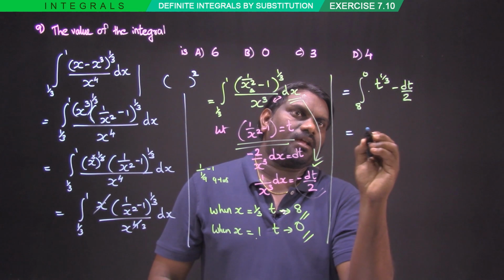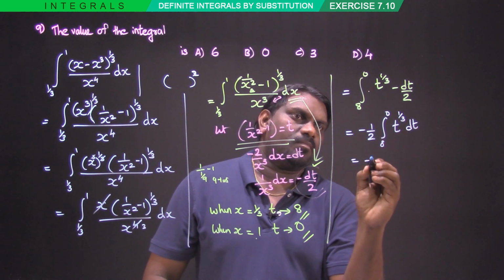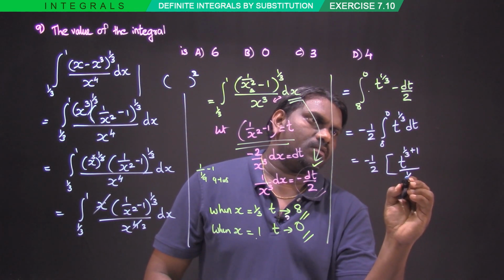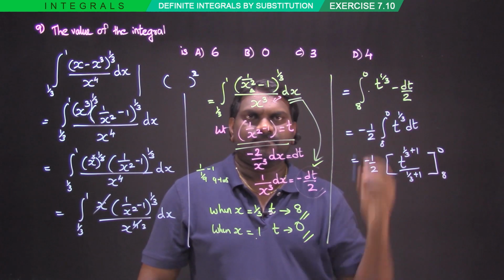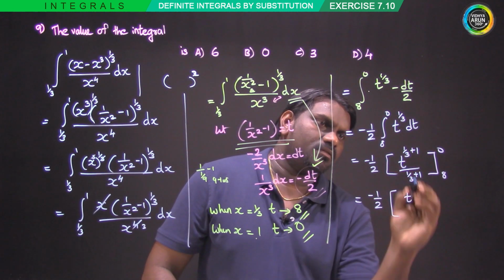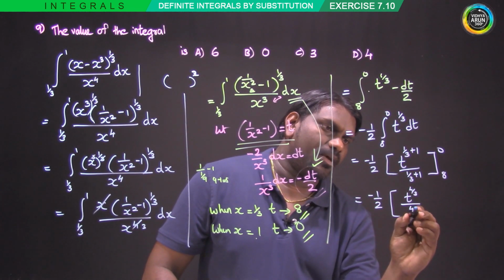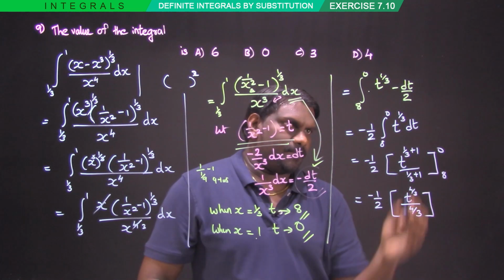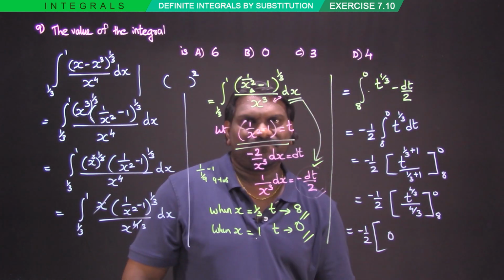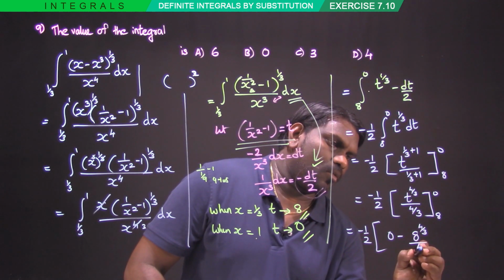So that's going to be, take it out, the integral from 8 to 0 of t raised to 1 by 3 dt, equal to minus 1 by 2. You integrate this, so it will be plus 1, between 8 and 0. That's equal to minus 1 by 2 times t raised to 4 by 3 by 4 by 3, from 8 to 0. When you apply the limit, the first one is 0, minus the second one, you apply 8 raised to 4 by 3 by 4 by 3. That I will do.